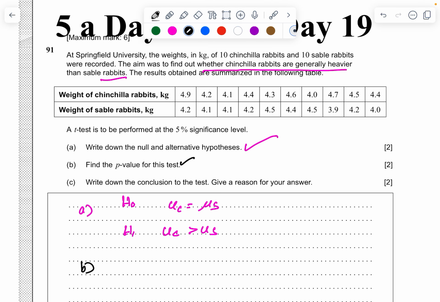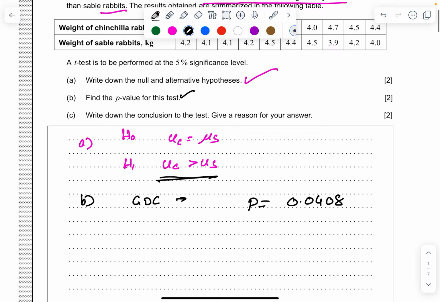Now he is asking us to find the p-value for this test. Use the GDC, enter these values and keep the alternative hypothesis mu c is greater than mu s. You should be getting a p-value of 0.0408. Be careful. If you are not getting this value, then your answer is going to be wrong.